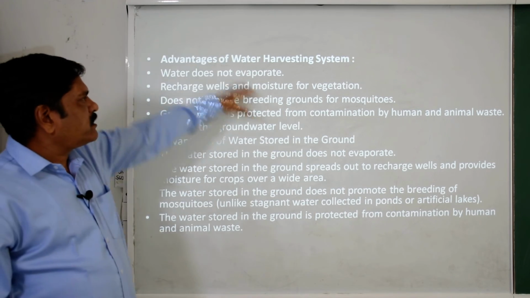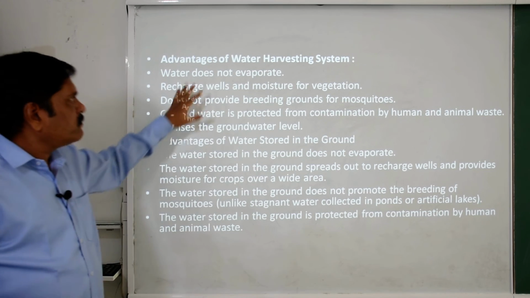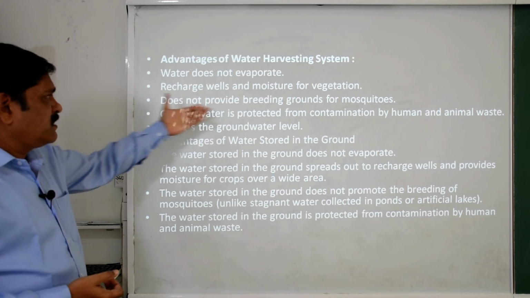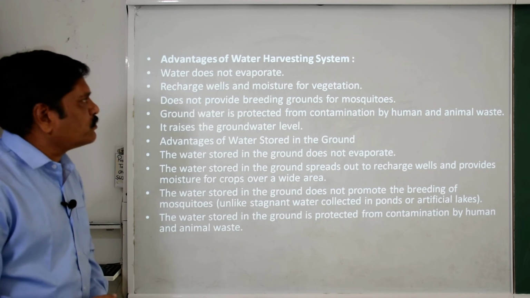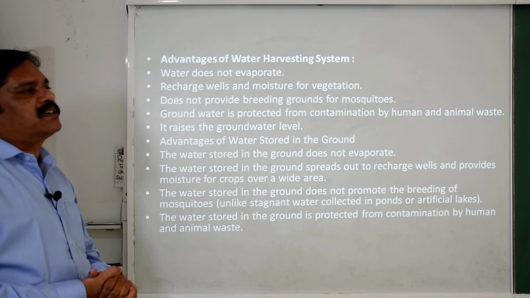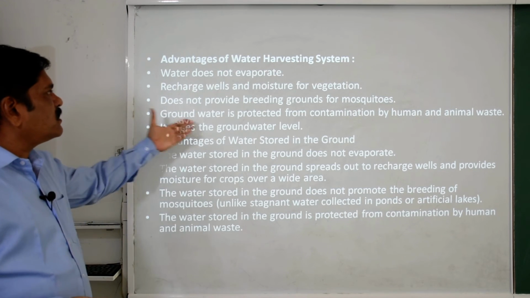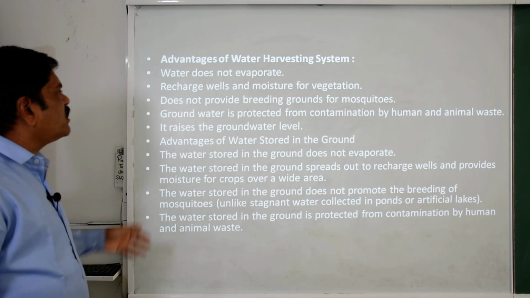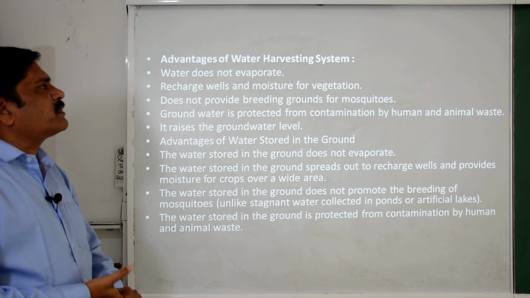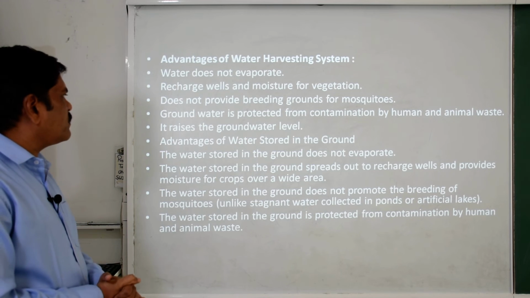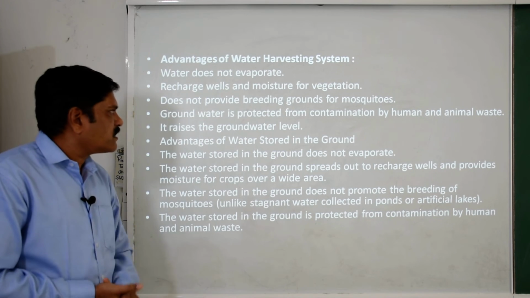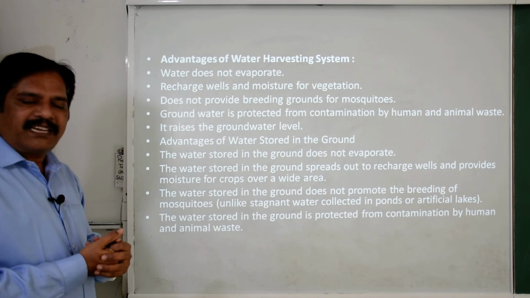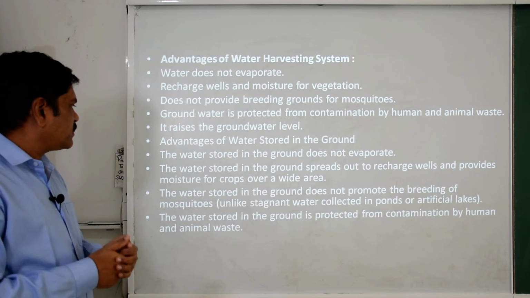Okay, what is the advantage of this rainwater harvesting? This water will not evaporate. Okay, it will also help to recharge these resources. It also moistens the surroundings and vegetation. It does not provide a breeding ground for mosquitoes because it is underground in nature. This groundwater is protected from contamination by human and animal waste. Okay, it raises the groundwater level. The water table surely increases because of water harvesting.